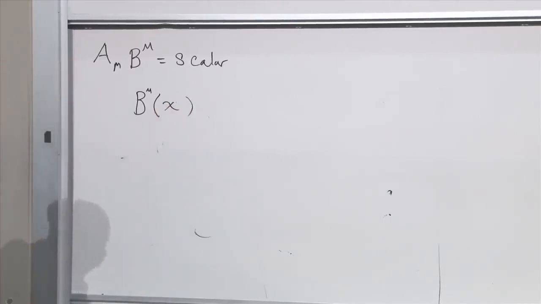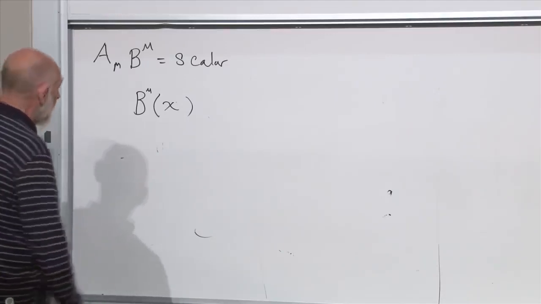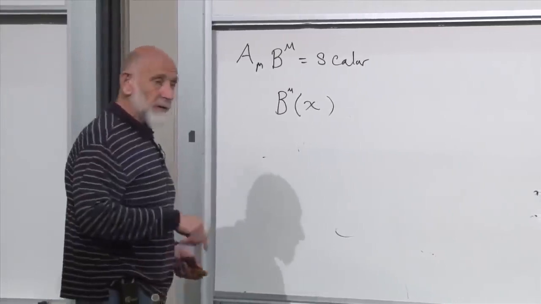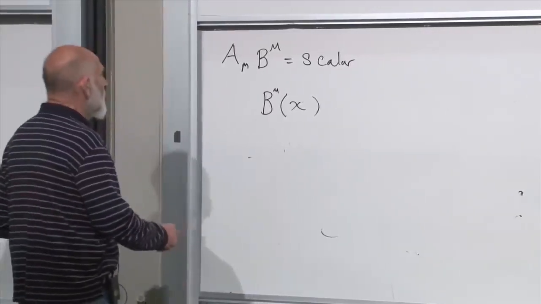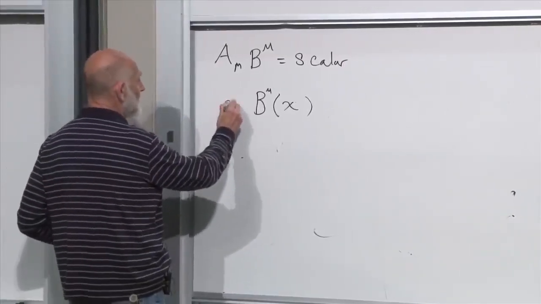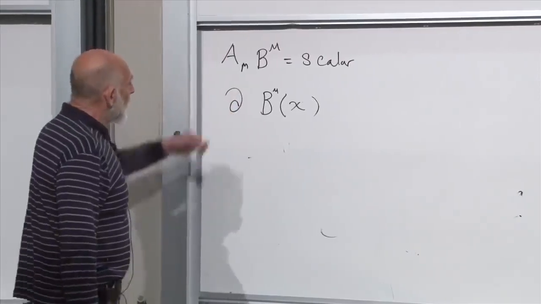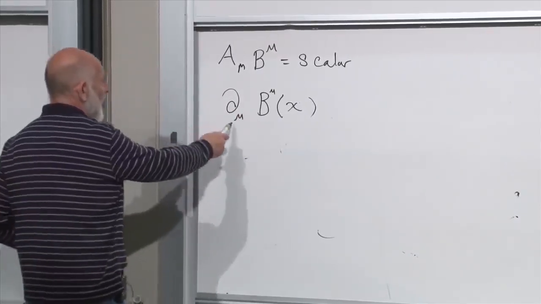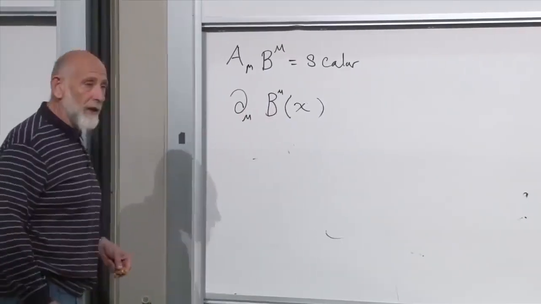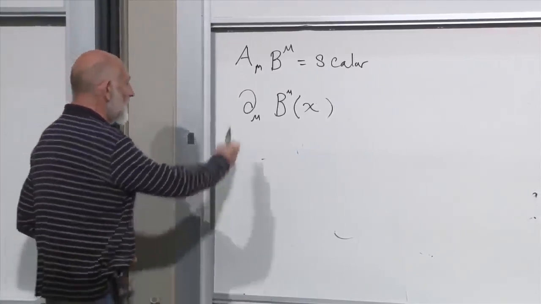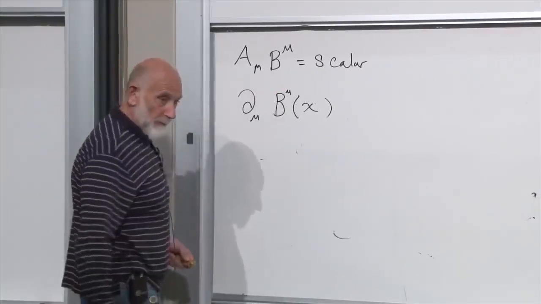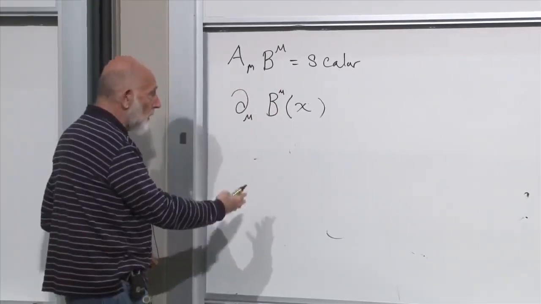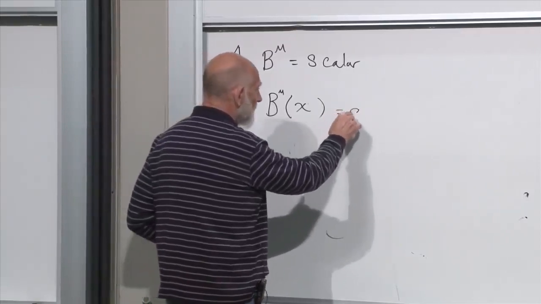It depends on space-time, and therefore can be differentiated. As it stands, it's a 4-vector at each point of space, differs from one place to another. You can also differentiate it with respect to x. And, for example, you can differentiate it with respect to x and sum over the index mu. This means derivative with respect to time of the time component of b, plus derivative with respect to x of the x component of b, and so forth and so on. This is also a scalar.